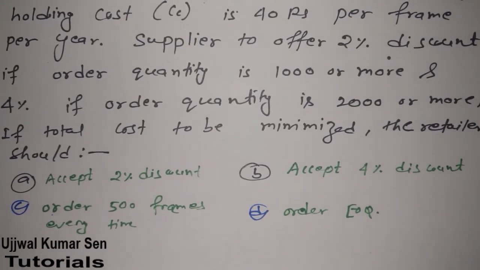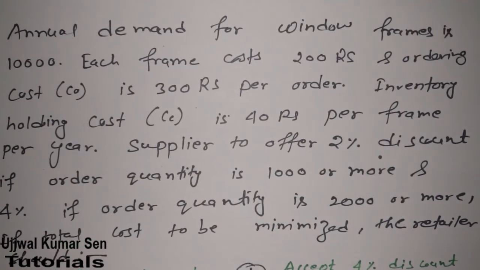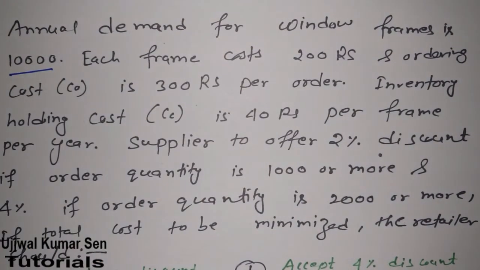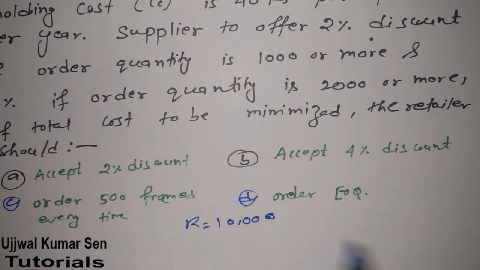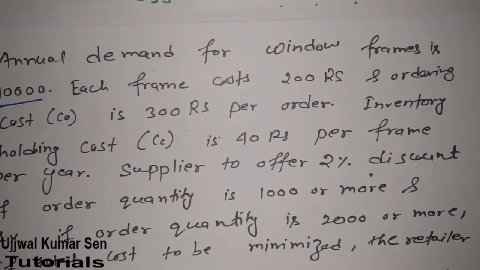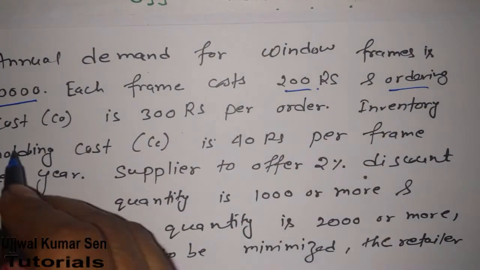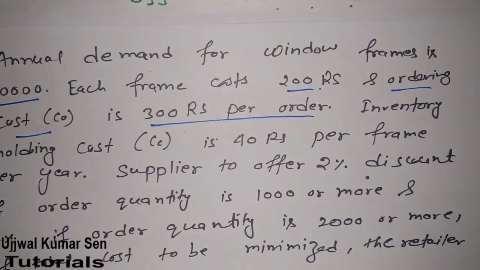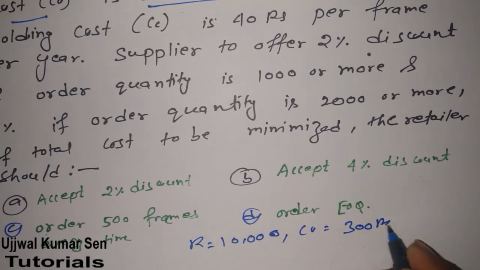So let's get started. What have they asked in this question? Let me read. Annual demand for window frames is 10,000. That means R is equal to 10,000. Then they said each frame costs 200. Ordering cost is 300 rupees. Now we have also given C naught is equal to 300 rupees.